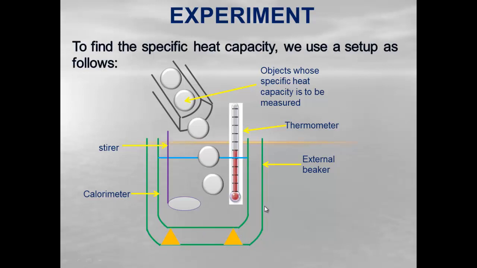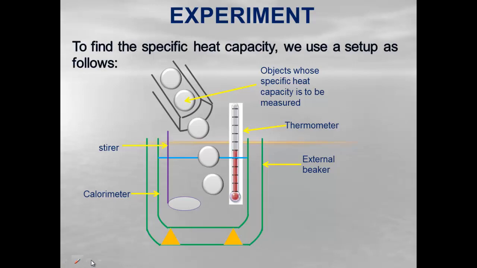So there is no heat conduction, and you have a thermometer here and a stirrer to stir the water. The water and the calorimeter are initially at the same temperature. What I mean by warm objects is that the initial temperature of these objects is greater than the initial temperature of the water and calorimeter system.